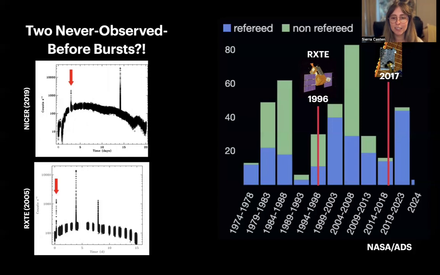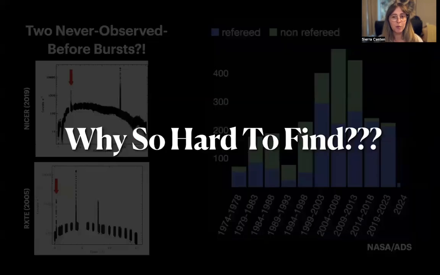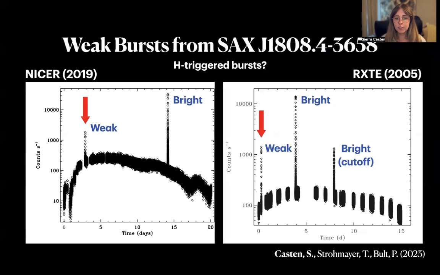But being scientists, we then come with the daunting question that follows this and say, but only two? Why are they so hard to find? Well, one of the reasons, and again, we only have two of these, so take it with a bit of a grain of salt here, I'll highlight where these weak bursts occur in the period of active accretion.